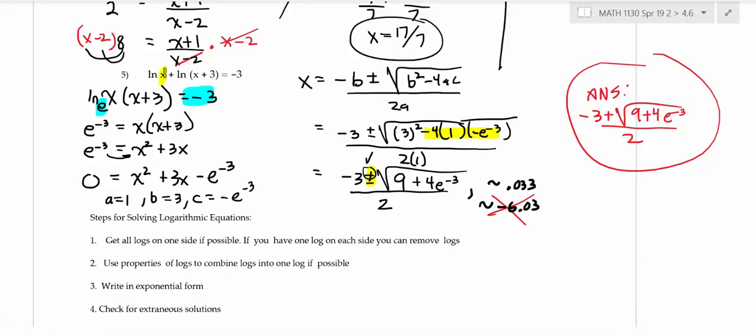Does that problem make sense? The thing on that is the e to the negative 3 is a constant, so that's going to be the c of the quadratic equation. That's what that is.